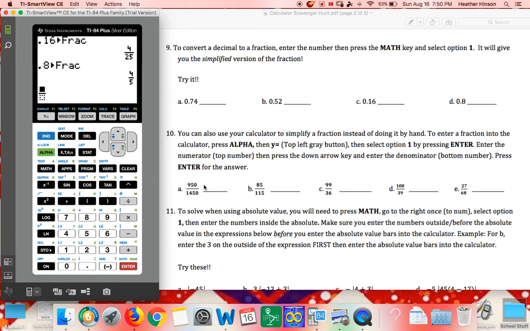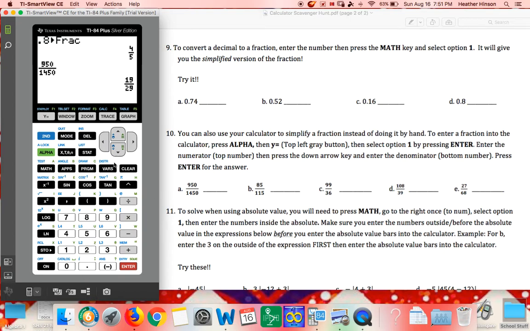So for A, we want 950 over 1450. So put in 950, and then you're going to go down to the next row. You're going to go down to the denominator, so click the down button, and then 1450. And you click enter. It's going to simplify it for you. That'll be your final answer. It's never going to leave an extra step in there that you have to do by hand. It's going to do absolutely everything for you.